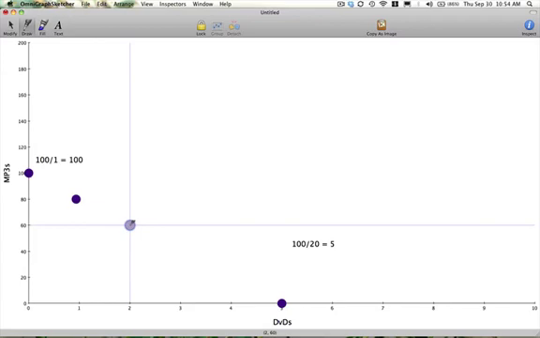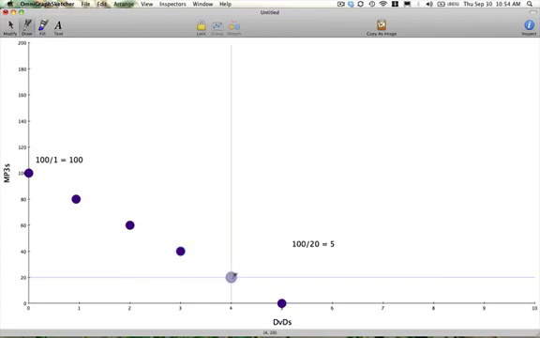If we bought 40 songs, that would cost $40, leaving us with $60 left over with which we could buy 3 DVDs. If we bought 20 songs, it would cost $20. We would have $80 left over. At $20 per DVD, that gives us 4 DVDs. When we connect the points to make a line, we now have our budget line.